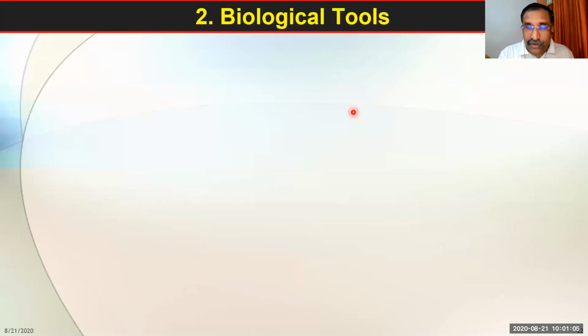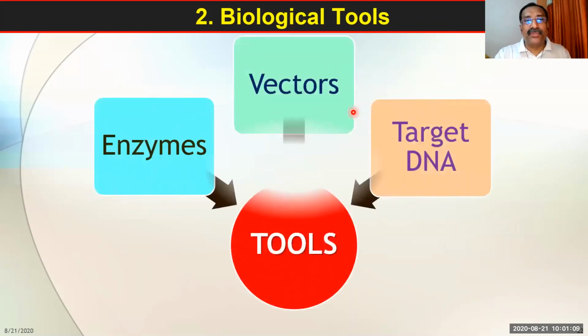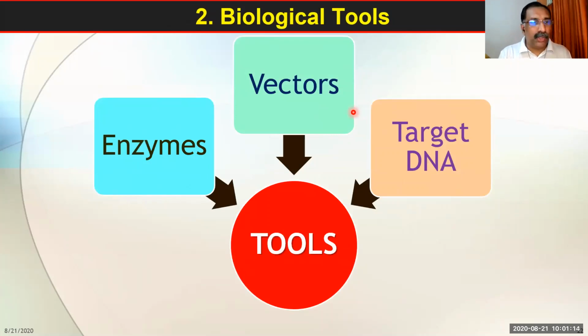Now in front of us, the next topic is biological tools. Biological tools, that is the topic in front of us. And in biotechnology, there are 3 important tools. One is enzymes, second is vectors, and third is target DNA.